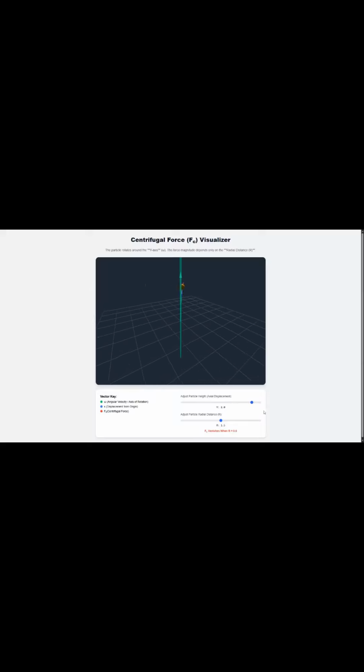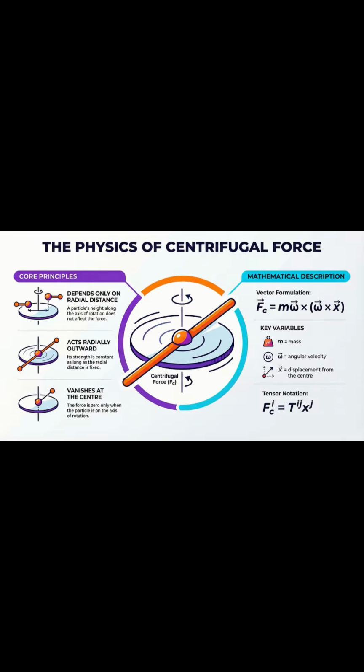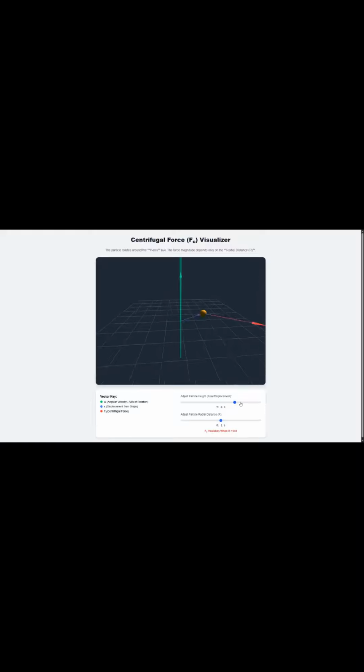Second, and this is where it gets really cool, is how this is all described with math. You can boil the whole thing down using something called a tensor. Now, you might see the vector equation with all the cross products, which looks pretty complex, but the tensor form is just incredibly concise. It shows that the force is structurally linked to this tensor, which itself is built from the mass and angular velocity. It just strips away all the complexity. Centrifugal force is a purely radial phenomenon that finds its most precise definition in the language of tensors.